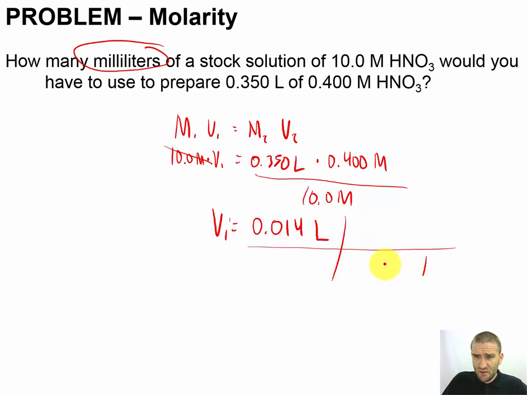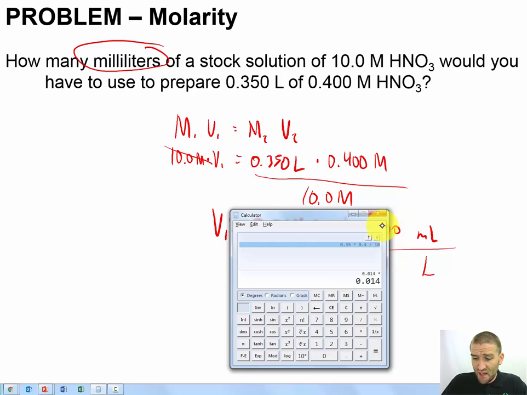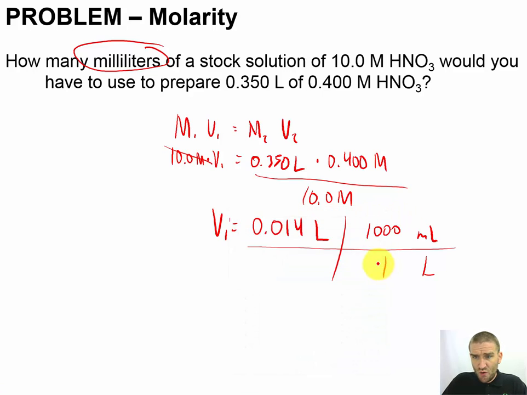I was asked for milliliters, so I'm going to convert from liters into milliliters. I have 1 liter, one big thing, equals lots of little things. So I'm going to multiply by 1,000. We'll have 14 milliliters needed to prepare that. So 14 milliliters of HNO3.